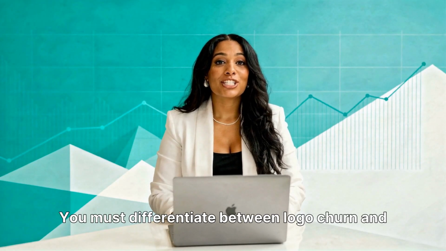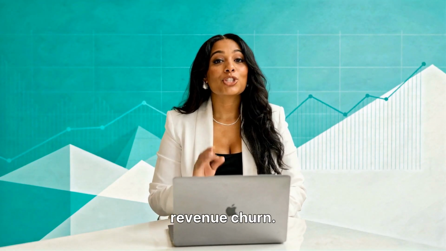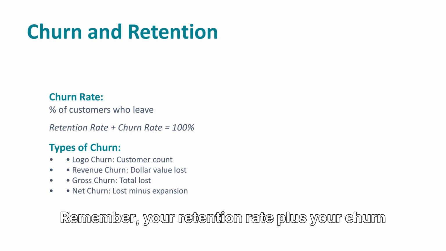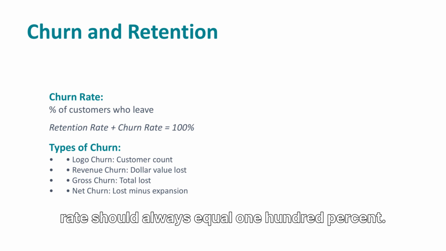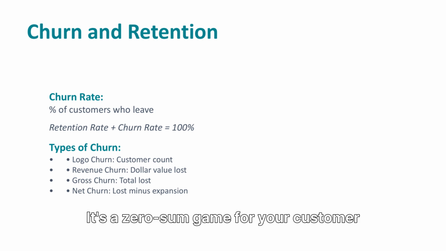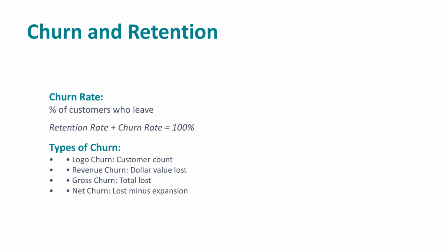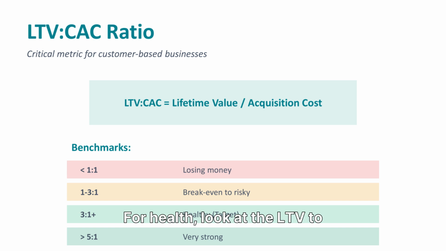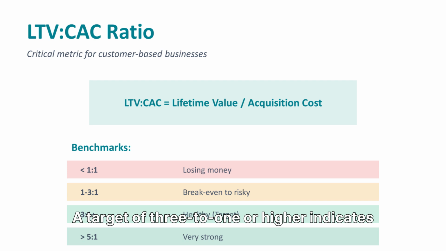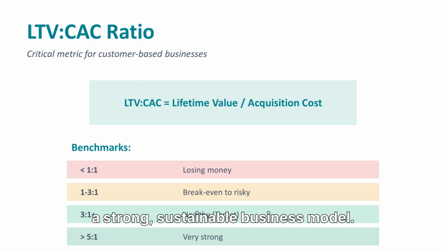You must differentiate between logo churn and revenue churn. Remember, your retention rate plus your churn rate should always equal 100%. It's a zero-sum game for your customer base. For health, look at the LTV to CAC ratio. A target of 3-to-1 or higher indicates a strong, sustainable business model.